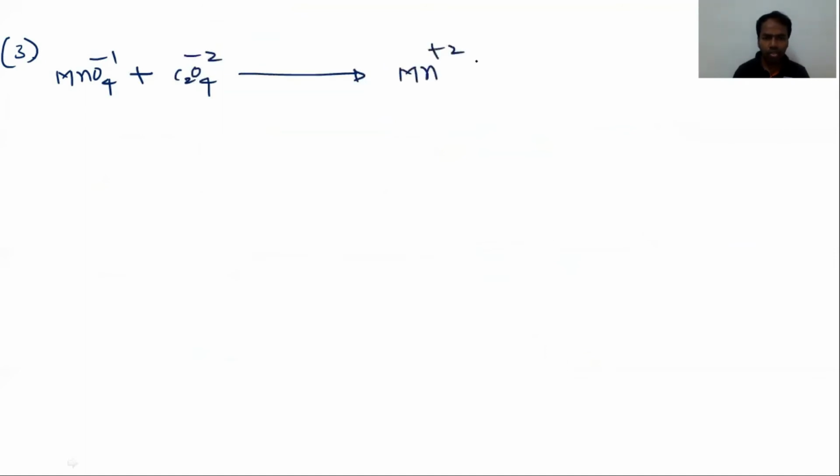So take one more example here. MnO4 minus plus C2O4 2 minus, oxalate. It forms Mn 2 plus. The oxalate ion is oxidized to carbon dioxide gas, CO2. Now here the manganese oxidation state is plus 7. Here manganese is plus 2. So what is the change in oxidation state? Here there is a decrease in oxidation number, that's why this is reduction.